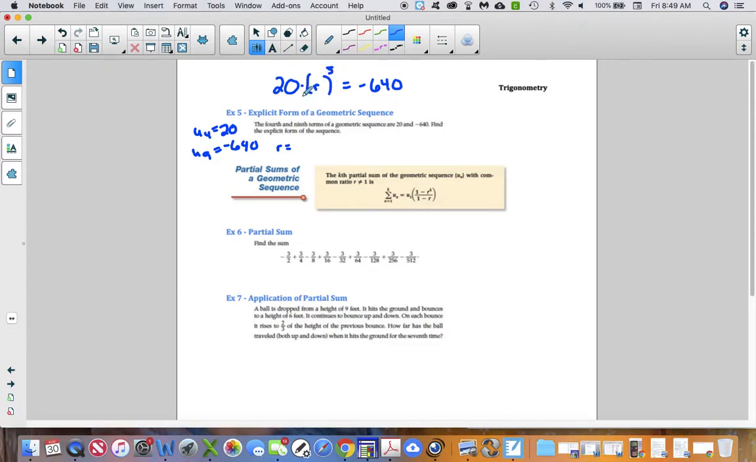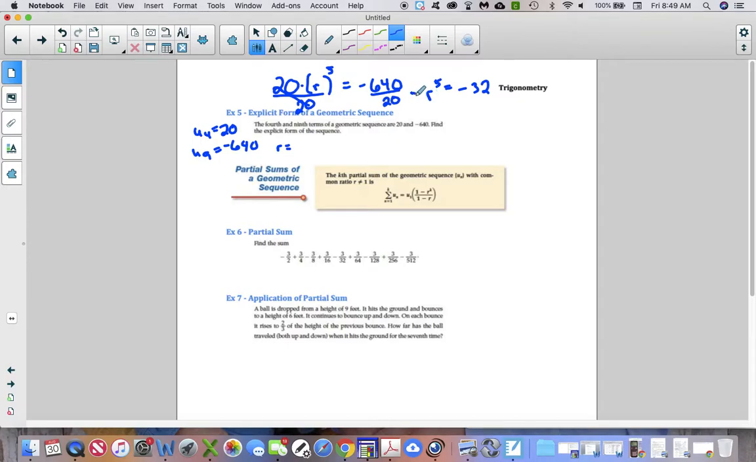Okay, so to unwind this equation, I'm going to start by dividing by 20. Divide by 20. He's going to go to the other side. Divide by 20. R to the 5th power equals negative 32. So then, how do you get rid of the 5th power?